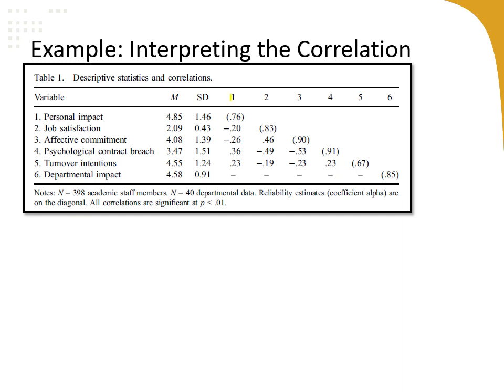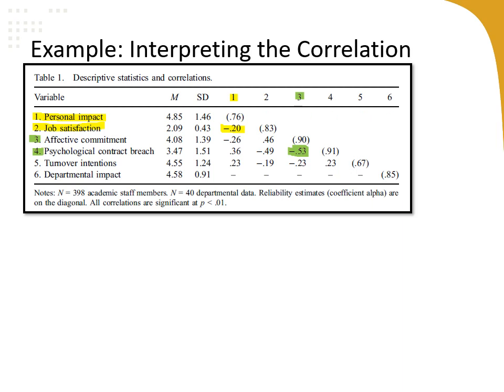So for instance, variable number 1 is the personal impact of budget cuts. And if we look at this row is for job satisfaction. So the correlation between personal impact and job satisfaction is -0.20. If we look over here, this is the correlation between number 3, affective commitment, and psychological contract breach, what that row is. So there is a correlation of -0.53 between affective commitment and psychological contract breach.